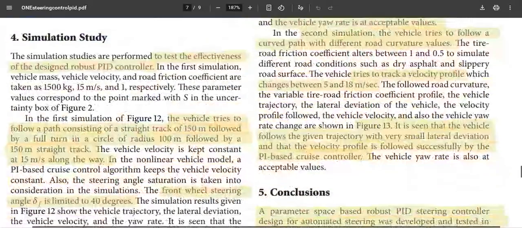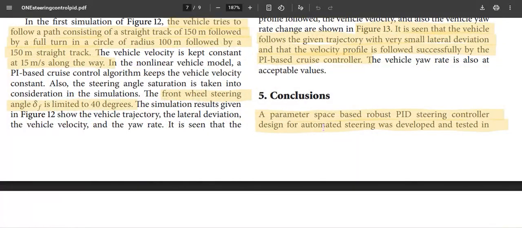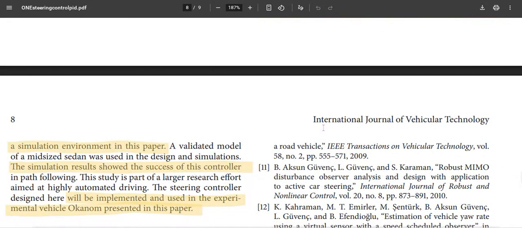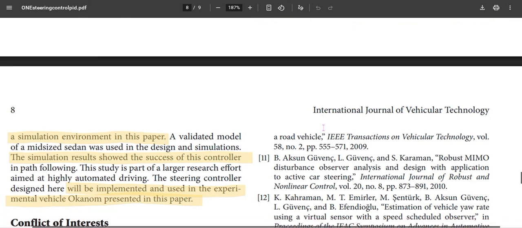So the conclusion is that this paper attempted to develop a robust D-stabilized model-based PID steering controller for automated steering, and they tested it in simulation tests. It seems to be promising, and they will implement it in the experimental vehicle that was defined earlier, which I haven't described. And most of the attempt in this paper is to explain what a D-stabilized PID control for automated steering is.